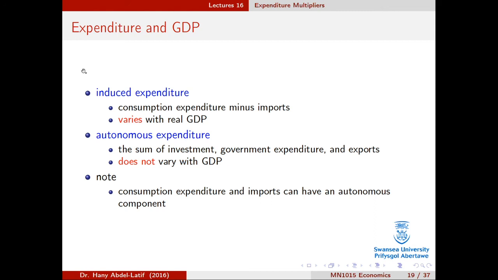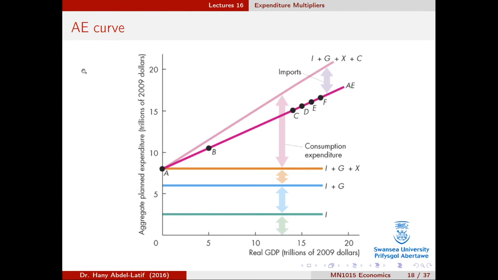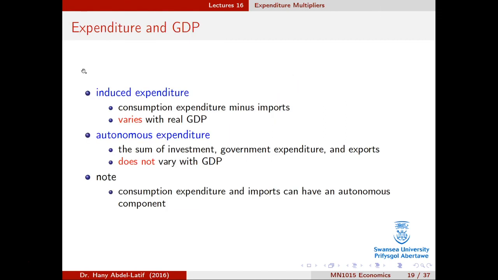It's just following from this. It's saying the same thing. The only thing is now we know the difference, or the economic terms, what we call them. Consumption and imports are influenced by the real GDP, and that's why they are induced expenditure. Investment, government expenditure, and exports are not influenced by the real GDP, and that's why they are autonomous expenditures.